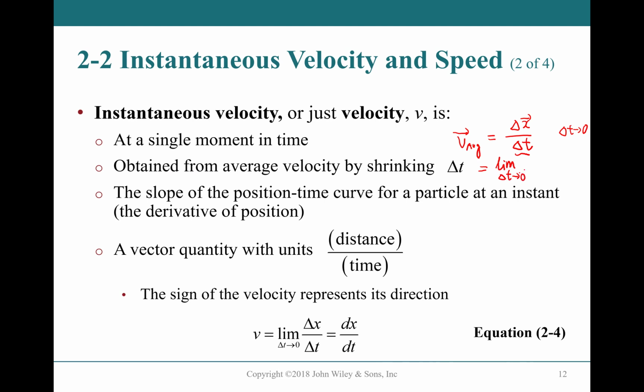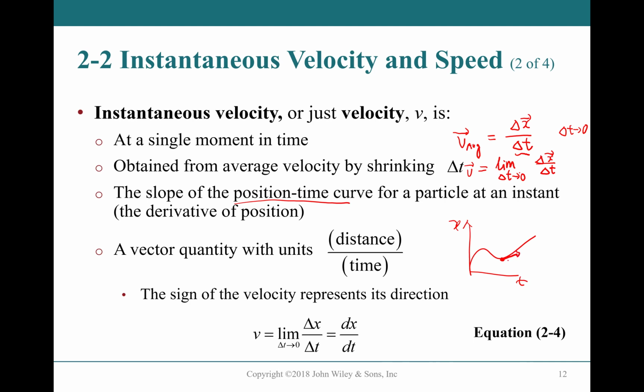So we do it like this. It's the limit of delta x over delta t as delta t goes to 0. Remember, it's a limit. So as delta t goes to 0, what is your velocity? That is your instantaneous velocity. And the slope of the position-time curve for a particle at an instant is the velocity. If you have this x as a function of time curve, it may look like this. You are going to calculate the slope at this given point.